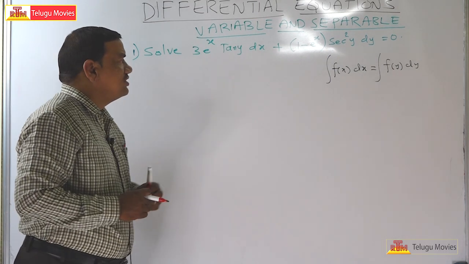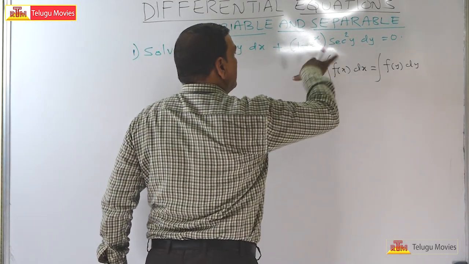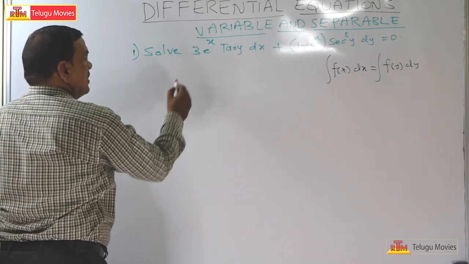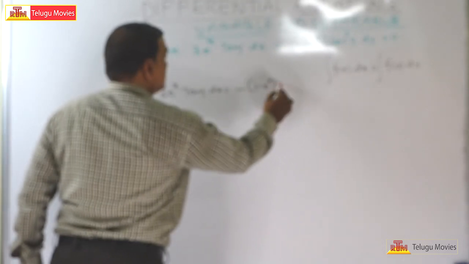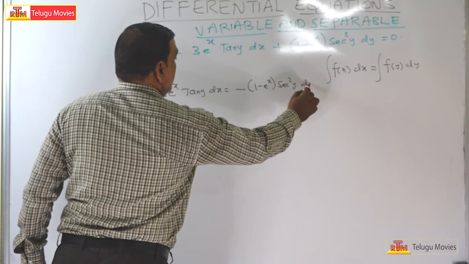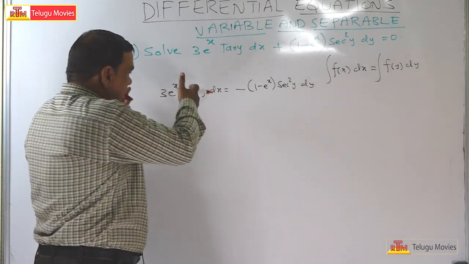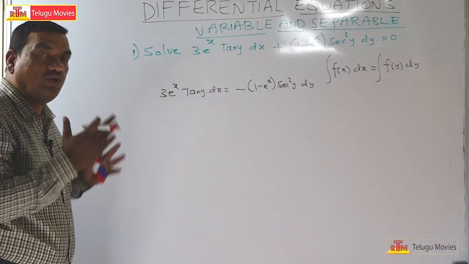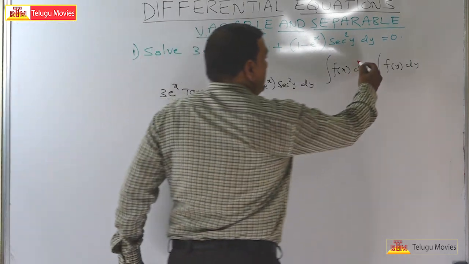So here the variables are x and y, very clear. First I will take the second term to the right hand side. So then what happens? 3 e power x tan y dx is equal to minus (1 minus e power x) secant square y dy. Now the first thing I did is, if there are two terms, put dx on one side and dy on the other side. Once dx is on one side and dy on the other, that is over.